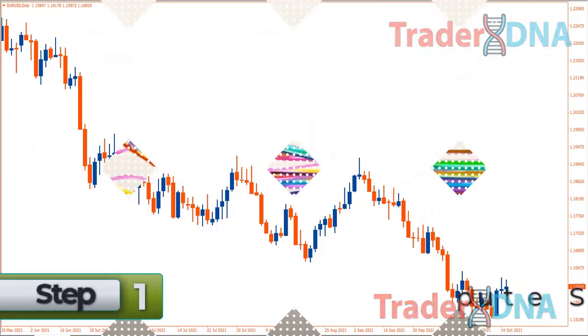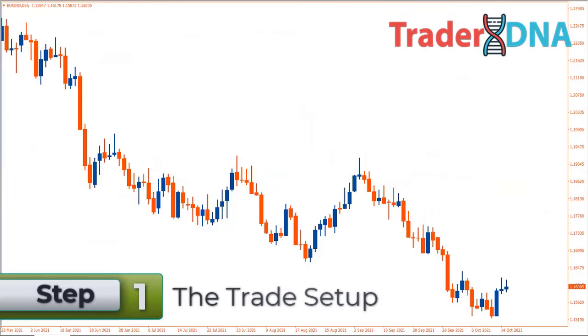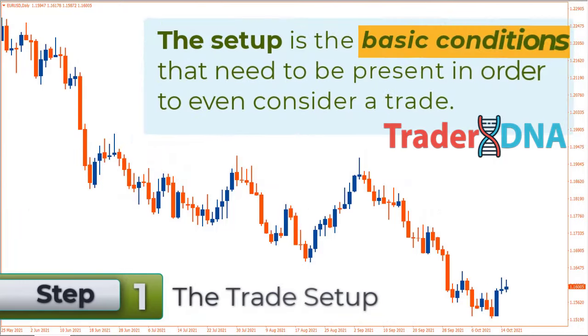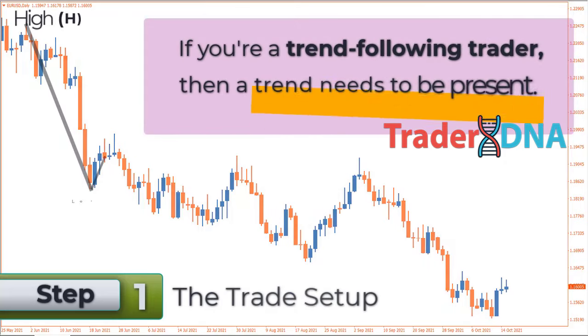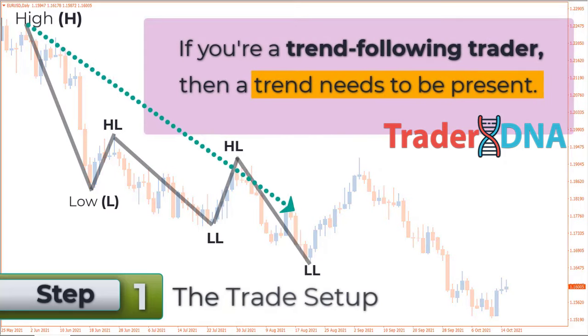Step 1. The trade setup. The setup is the basic conditions that need to be present in order to even consider a trade. For example, if you're a trend-following trader, then a trend needs to be present. Your trading plan should define what a tradable trend is for your strategy. This will help you avoid trading when a trend isn't there. Think of the setup as your reason for trading.